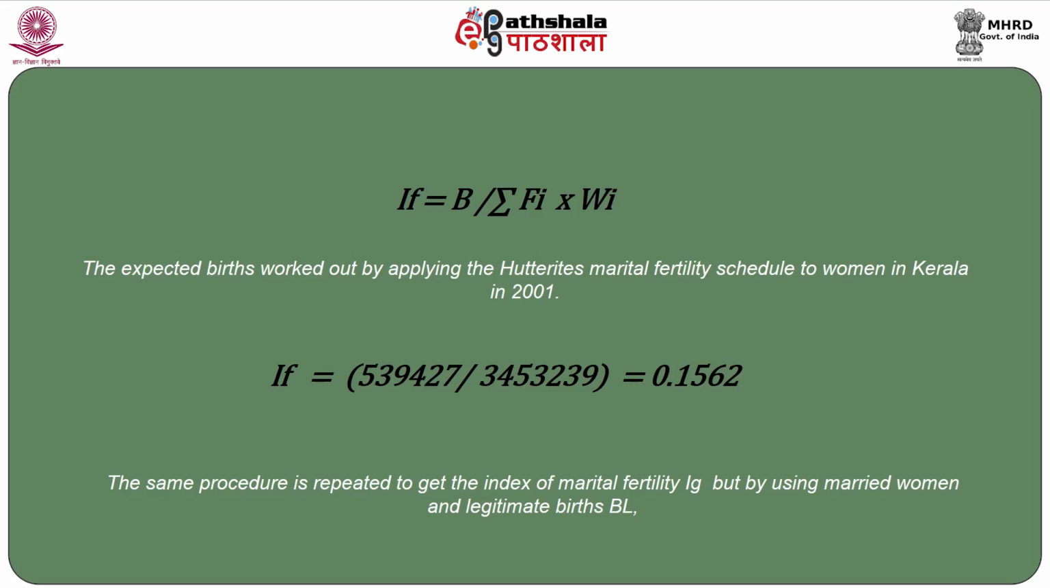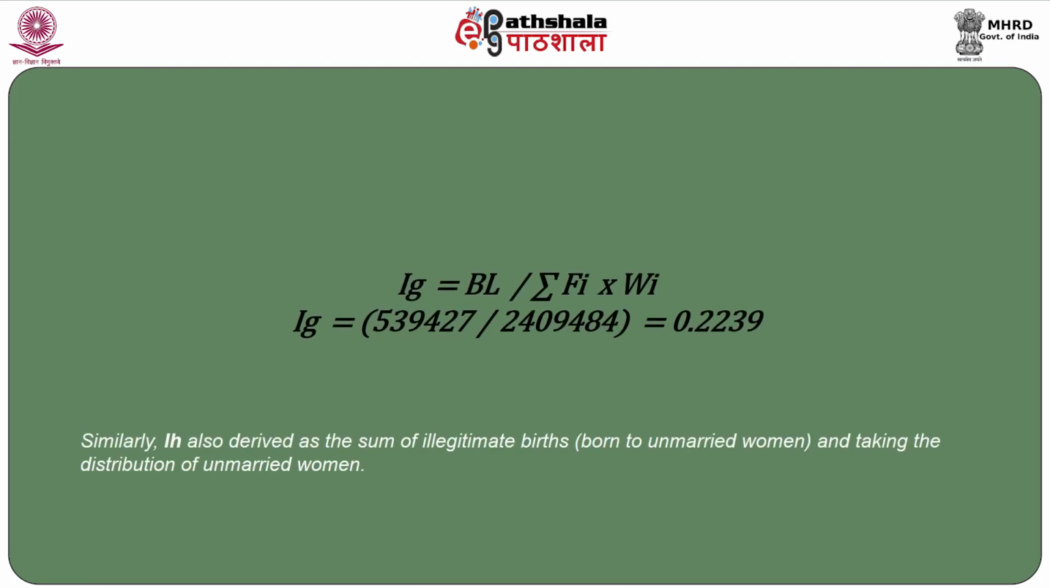Let us move to the next slide. The same procedure is repeated to get the index of marital fertility IG, but the only difference here is that in this case we use the married women and legitimate births. The formula is given and the computation is also given. You get the index of marital fertility IG. The value is 0.2239. Have a look at the computation procedure and how the index of marital fertility is derived.